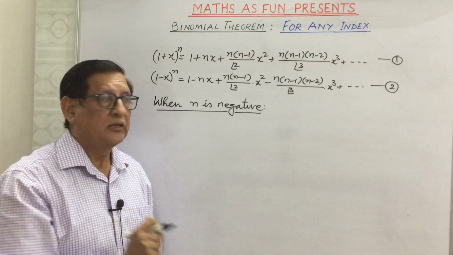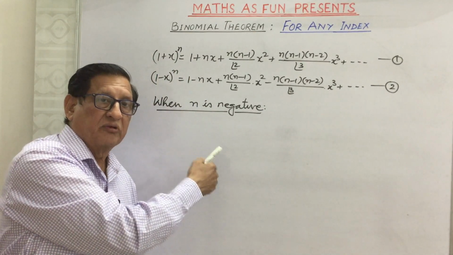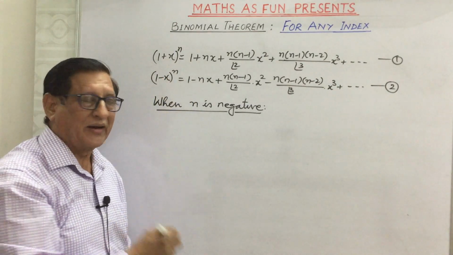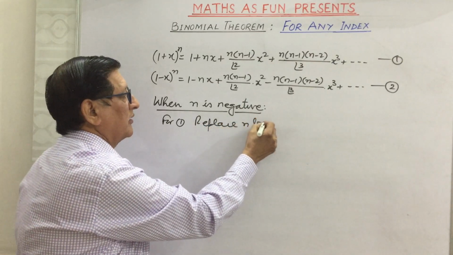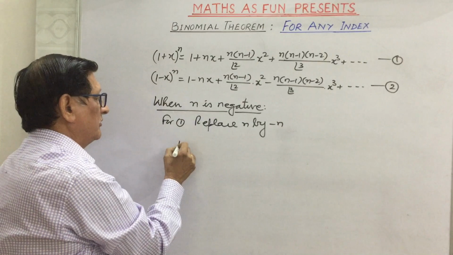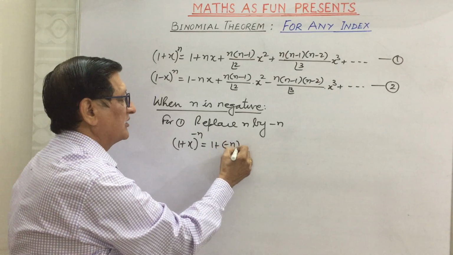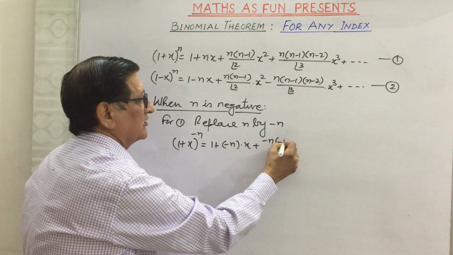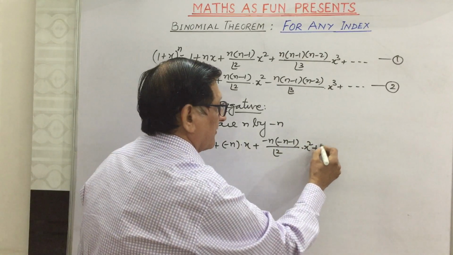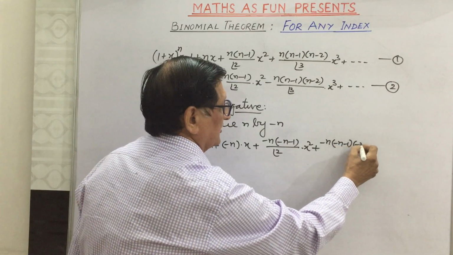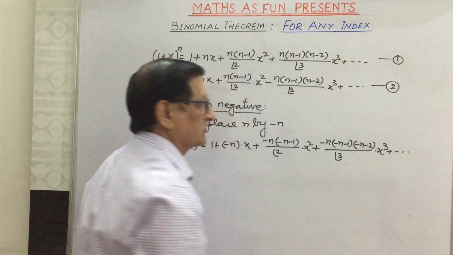Let's learn now. See here for the first one, when it is 1 plus x power n, if n is negative, we will replace this n by minus n. So for 1, replace n by minus n. We get here 1 plus x whole power minus n, and this will be 1 plus minus n into x plus minus n into minus n minus 1 upon factorial 2 into x square plus minus n into minus n minus 1 into minus n minus 2 upon factorial 3 into x cube plus so on.